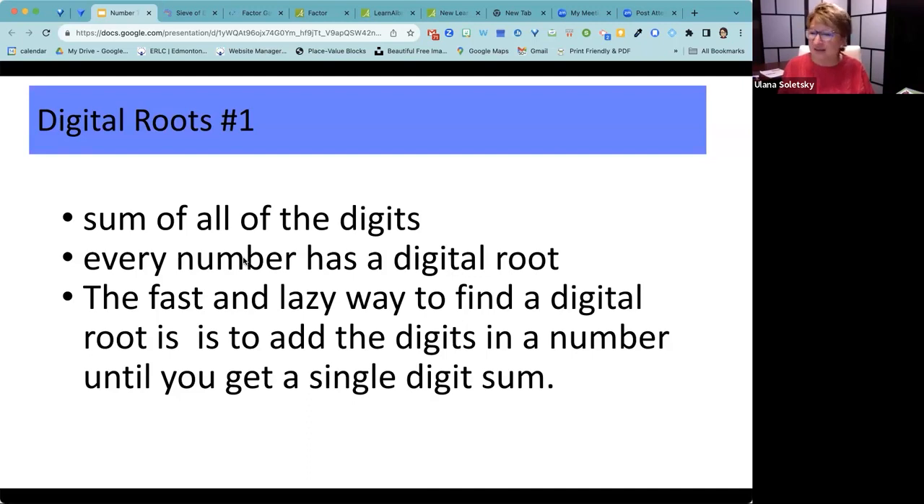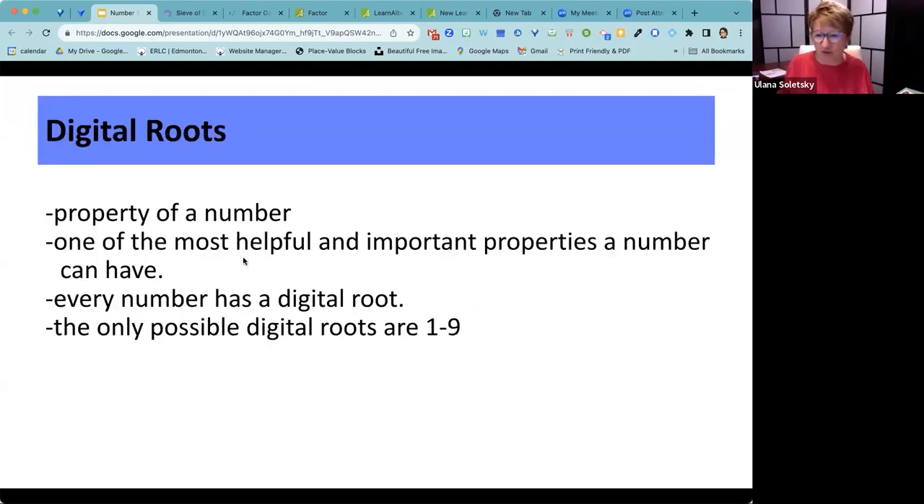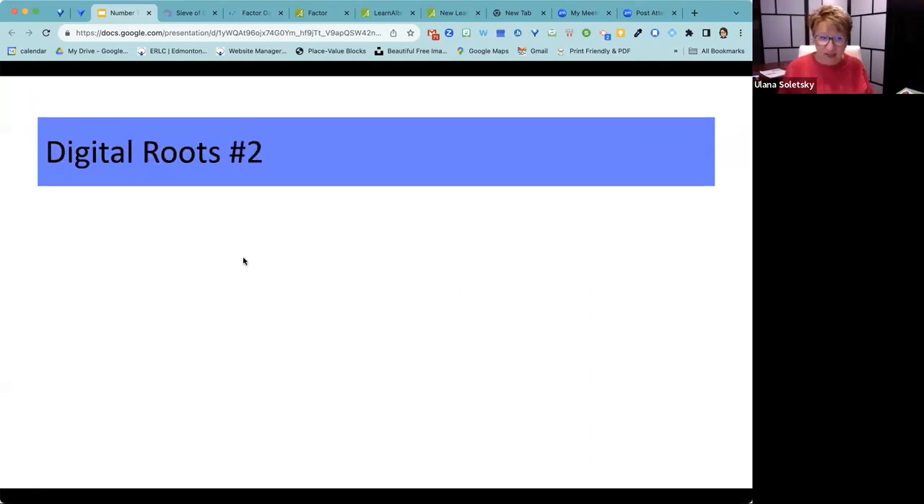So the digital root has to be between 1 and 9. It's a property of every single number. That's why I thought I'm going to put it in here. It's one of the most helpful and important properties numbers can have, and every number has one. And so again, my mind goes, why isn't it in our outcomes? Because it really is an important part of number theory.